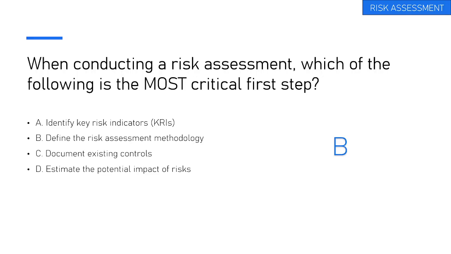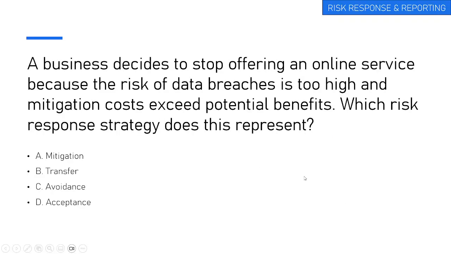So just want to get that out. Now let's talk about the third one, I would say, right? Now, if you look at this one here, a business decides to stop offering an online service because the risk of data breaches is too high and mitigation costs exceed potential benefits. Which risk response strategy does this represent?